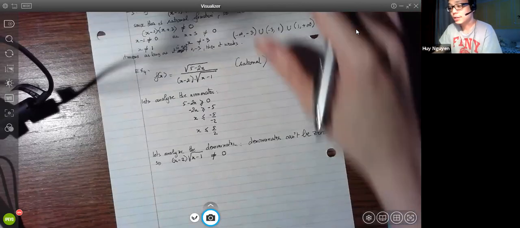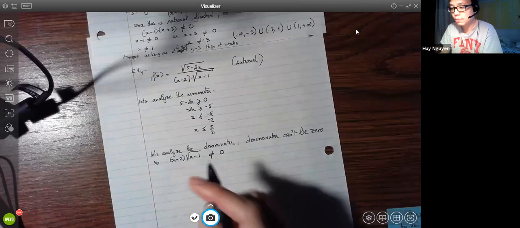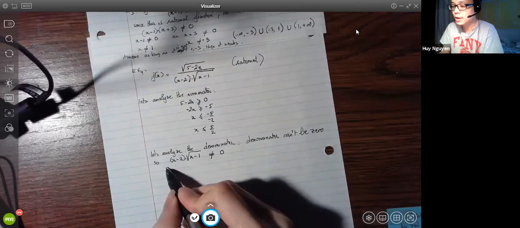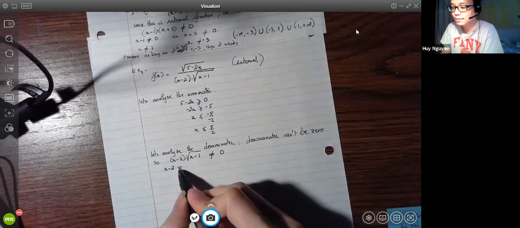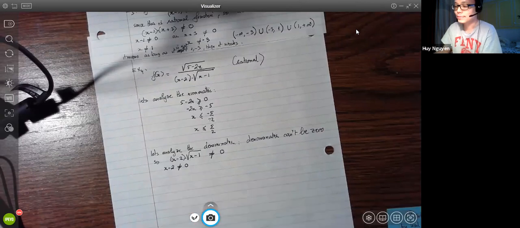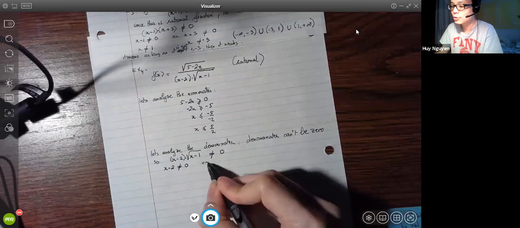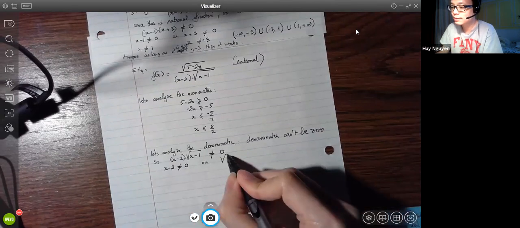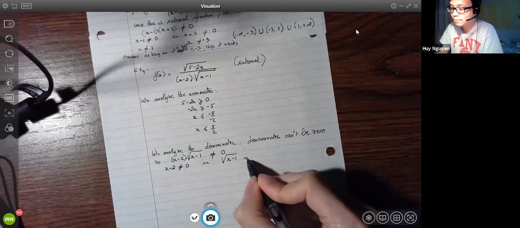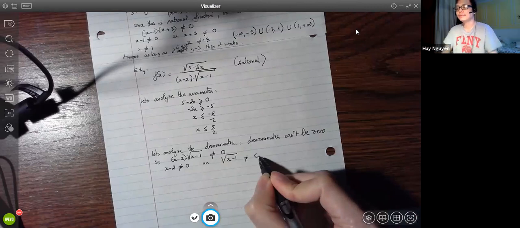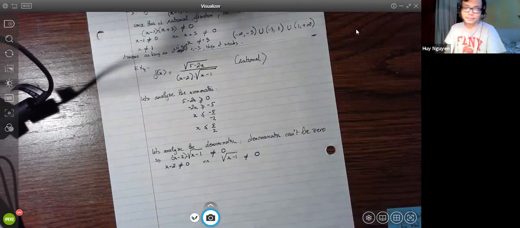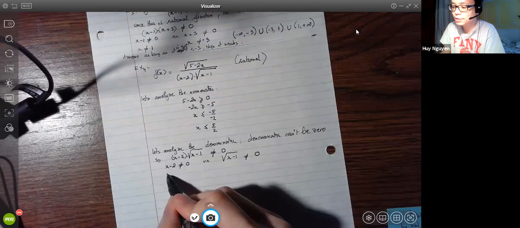So I'm going to split them up again. I use the zero product property. I split it up. So x minus 2 can't be 0, or square root of x minus 1 can't be 0. The left-hand side is easy. So x can't be 2.